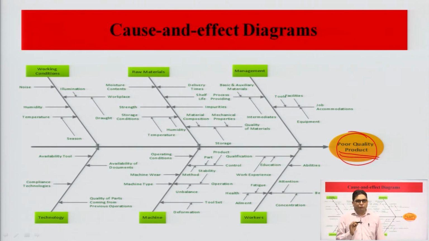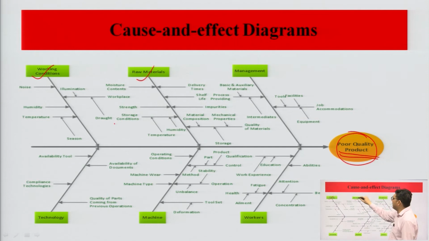So, in the fishbone diagram, we will categorize them into 6 categories. The logic is that because the product quality is not being maintained, we will put the reasons into 6 categories. Working condition could be one reason for poor product quality, it could be raw material, it could be management itself, it could be technology, it could be machine, and it could be workers.